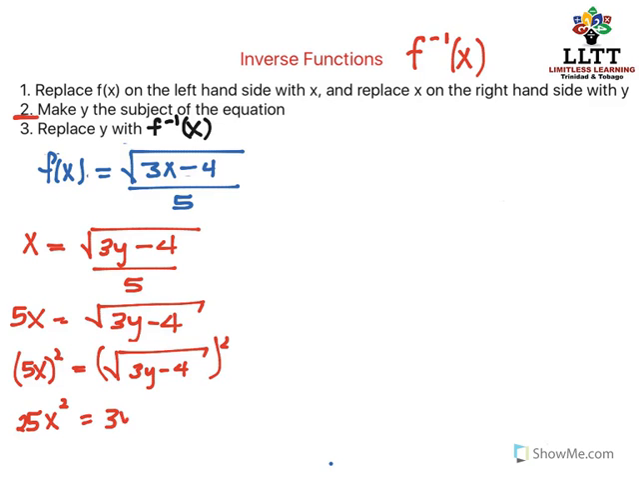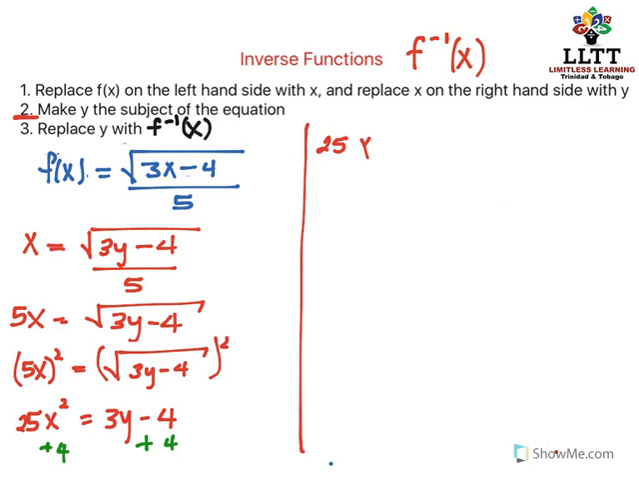And then on my right-hand side, a square root squared gets rid of the square root sign, so that we're left with 3y minus 4. That's why we square it, because when we square a square root, that goes away. So now on my left-hand side, I have 25x squared is equal to 3y minus 4. And I want to find y by itself. So I am going to add 4 to both sides to get rid of this 4 on my right-hand side.